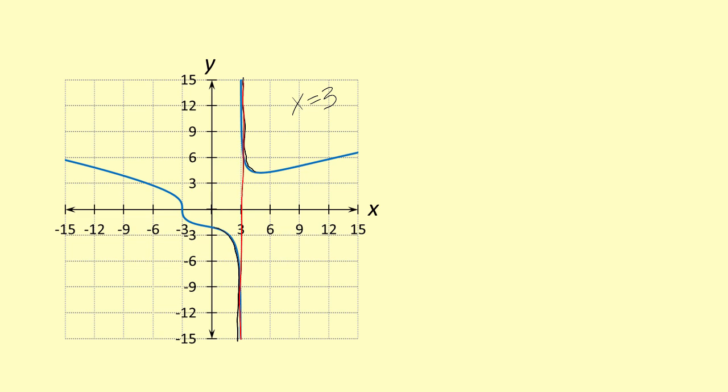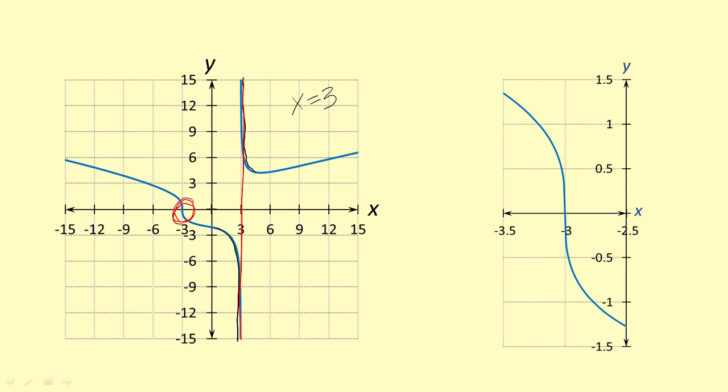Let's look for any other regions where the derivative will be undefined. The function looks like it could have a vertical tangent here. We'll need to look closer at this region. The curve appears to be vertical when it crosses the x-axis at negative 3, 0. We'll draw a vertical line to make sure. The tangent is vertical at negative 3, 0, so the derivative will also be undefined there.